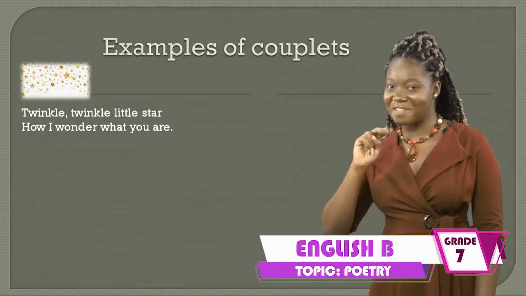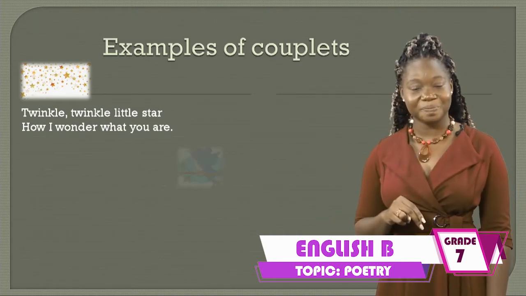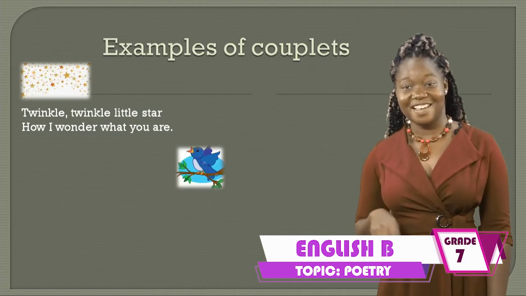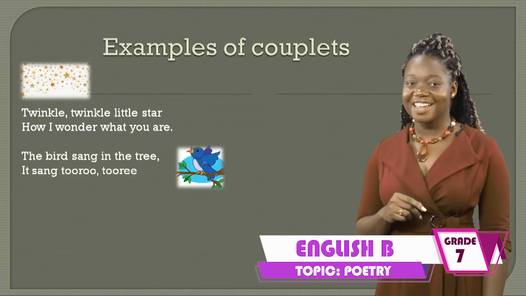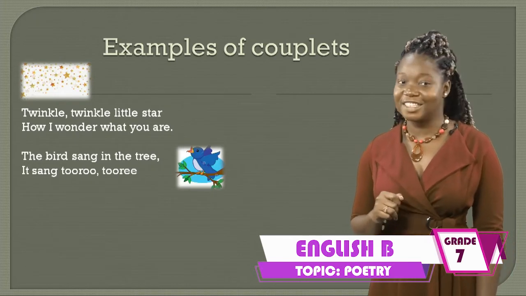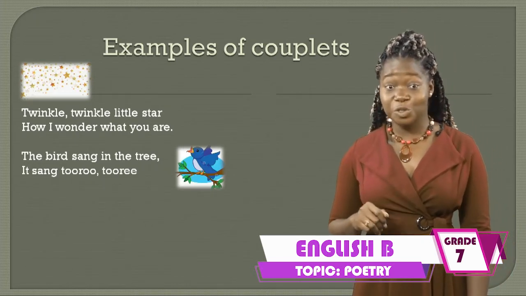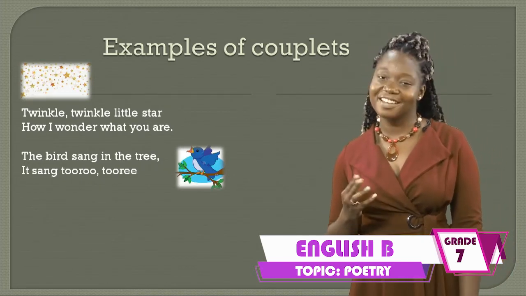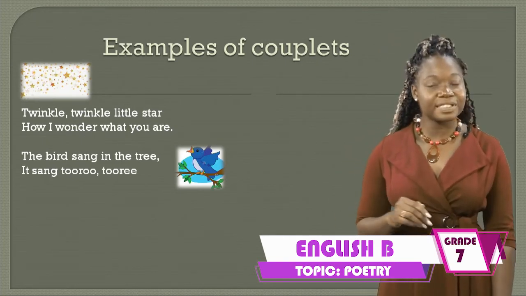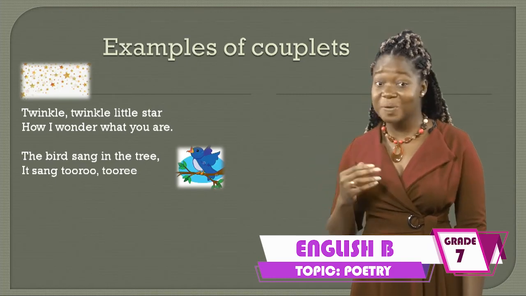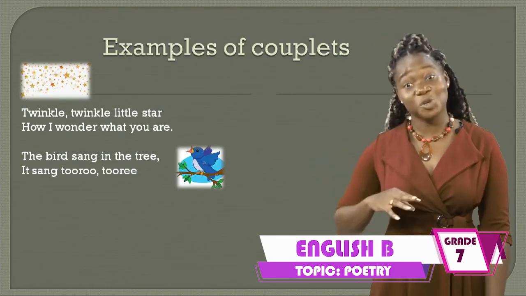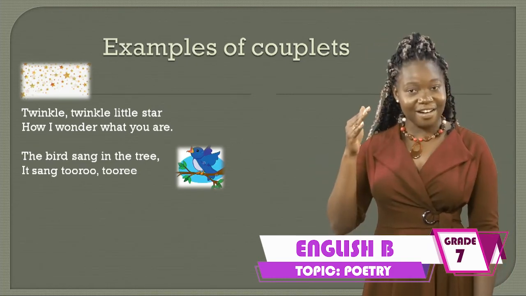Now I have 2 more examples for you. This example is going to be about a little bird. The bird sang in the tree. It sang toro, tori. Oftentimes, couplets are rhyming. So as you can see, tree, tori, star, are.